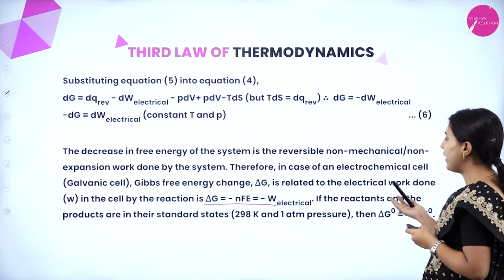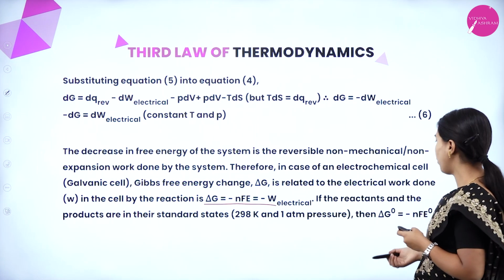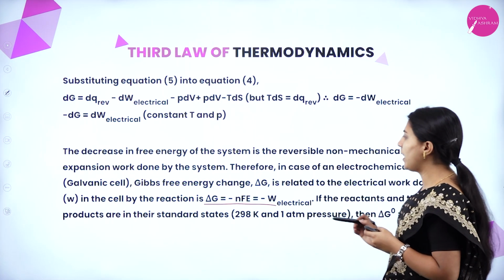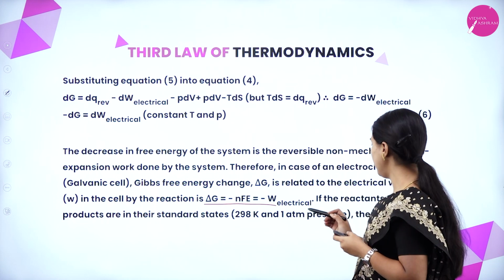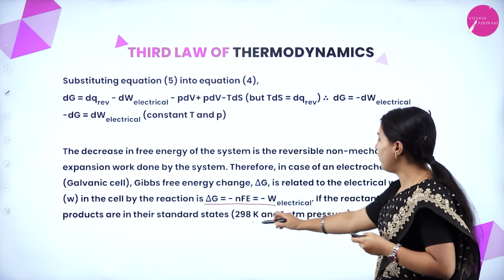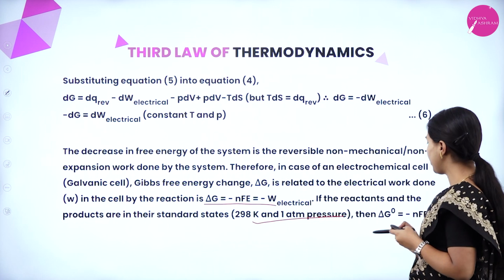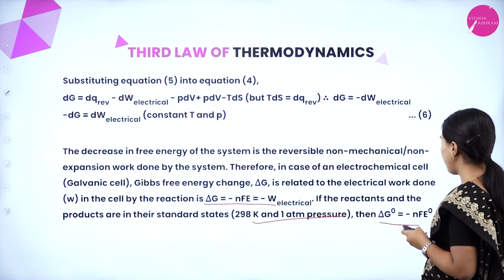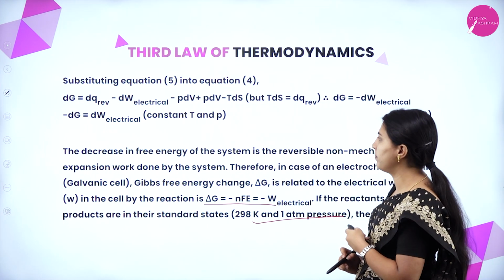For an electrical cell, we can use this formula. If the reactants and the products are in their standard state, that is at 298 Kelvin and 1 atmospheric pressure, then delta G naught equal to minus nFE naught.